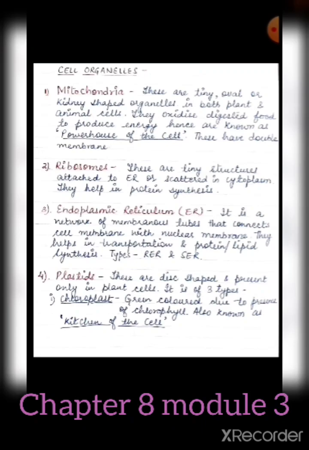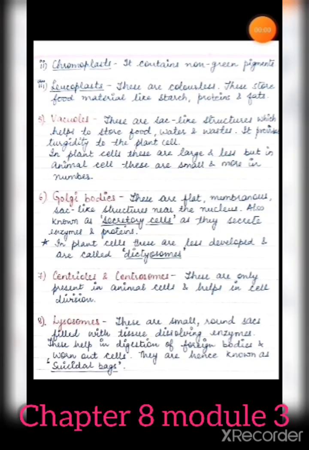So first one is chloroplast. Chloroplast is green colored due to presence of chlorophyll, and it is also known as kitchen of the cell. So chloroplasts are known as kitchen of the cell because they perform photosynthesis. The green colored pigment chlorophyll is present in them, and they perform photosynthesis.